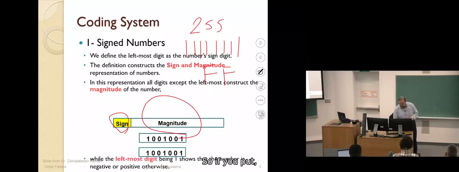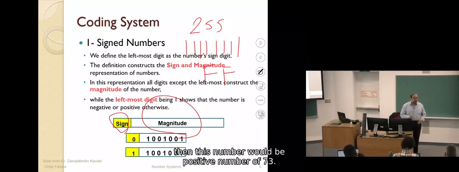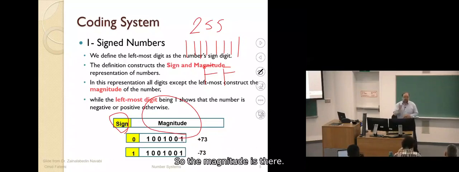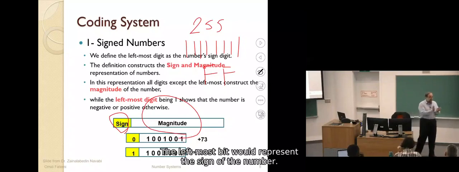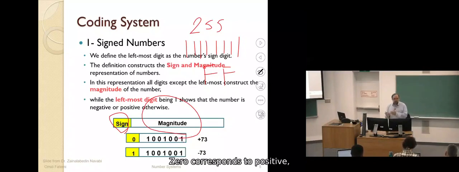So if you put 0 at the left side, then this would be a positive number, 73. If you put 1 here, then it is minus 73. Plus 73, minus 73, so the magnitude is there. The leftmost bit represents the sign of the number. The sign is either positive or negative. 0 corresponds to positive, 1 corresponds to negative. So this is the sign number.